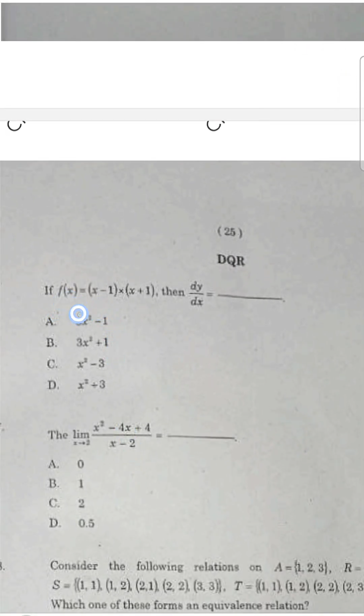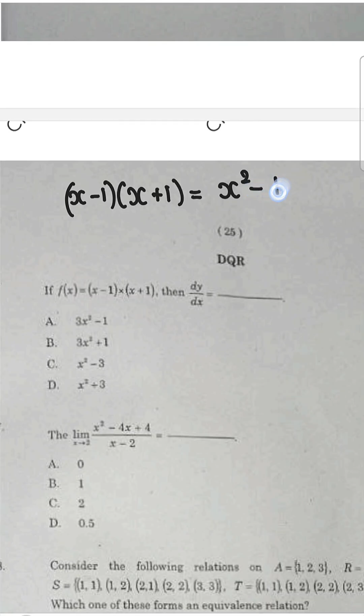If I say f of x is x minus 1 into x plus 1, so it is going to be x minus 1 into x plus 1. If we just multiply these two, this is x square minus 1 square, so it is x square minus 1. And what are they asking for? They are asking for the derivative.